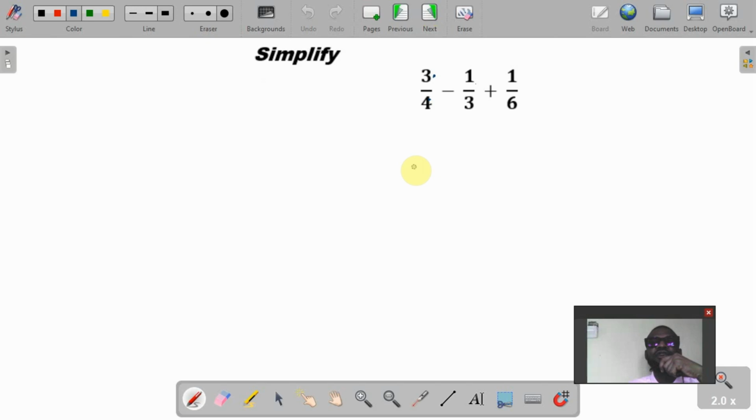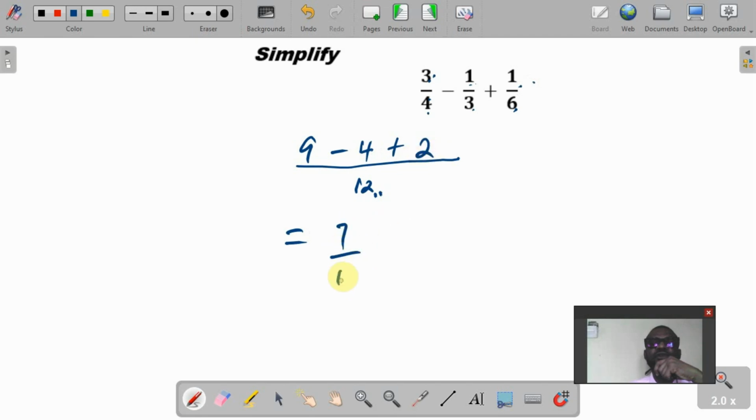The next question here now, I have 3 expressions here. So the LCM, which is the closest number 4, 3, and 6 can divide, is 12. Now 4 divide 12 is 3. 3 times 3 is 9. Minus 3 divide 12 is 4. 4 times 1 is 4. Plus 6 divide 12 is 2. 2 times 1 is 2. Here I will have 9 minus 4 is 5. 5 plus 2 is 7 over 12.